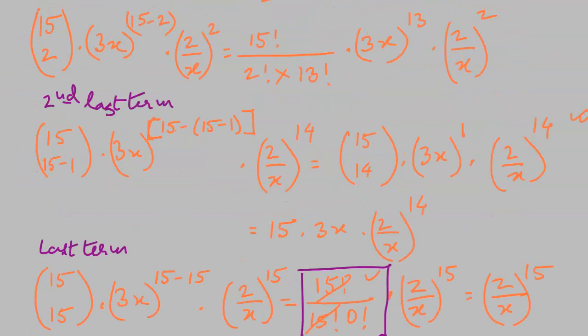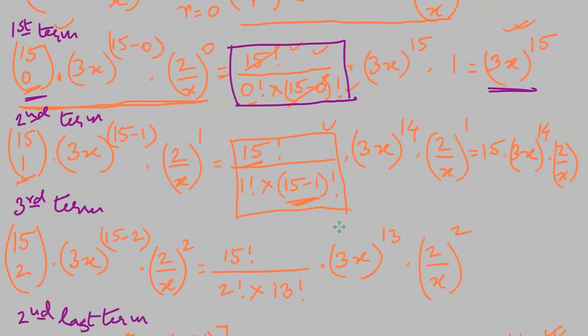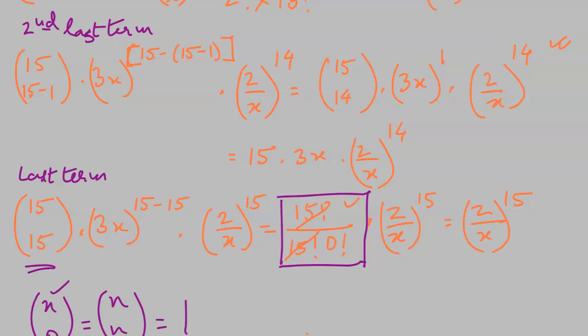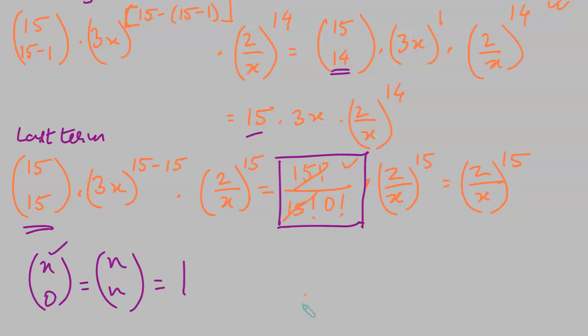And what about the first term? Sorry, it is not the first term, it is the second term. Second term, it is 15C1. 15C1, this part was equal to 15. And what is the second last term? It is 15C14, which is equal to 15. And this is also true for every value of n. So this is one relation, NC0 equal to NCn equal to 1.